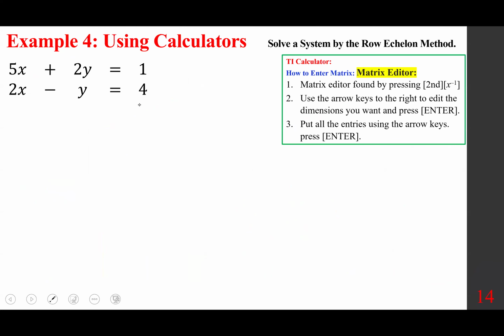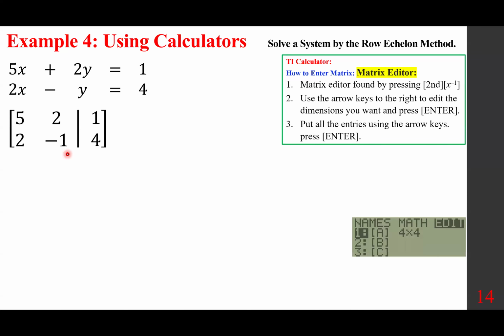We are going to look at the same question, everybody, but I want to remind you how to use a graphing calculator to solve a system by the row echelon form. First, remember TI calculator, how to enter a matrix. You go to the matrix editor, found by pressing second x to the power of -1. Use the arrow key to the right to edit. The very first thing you put is the dimension, then all entries. By the way, this is the augmented matrix.